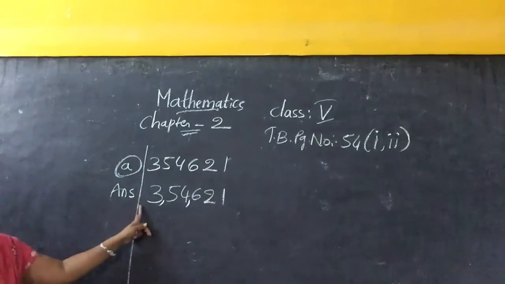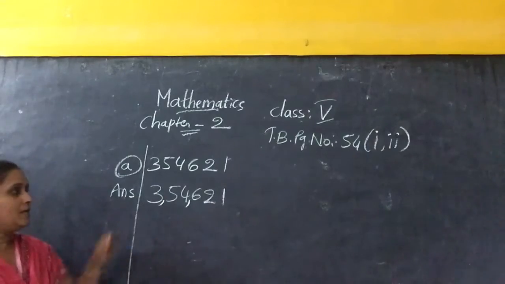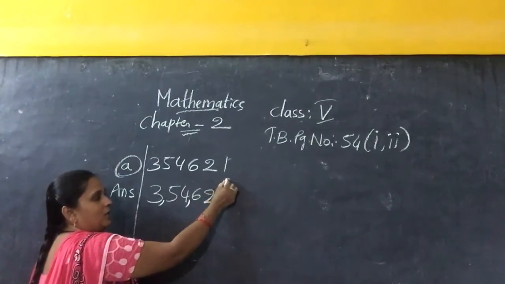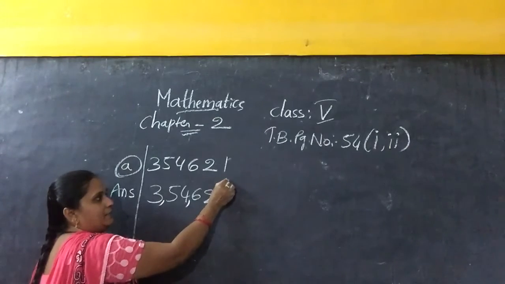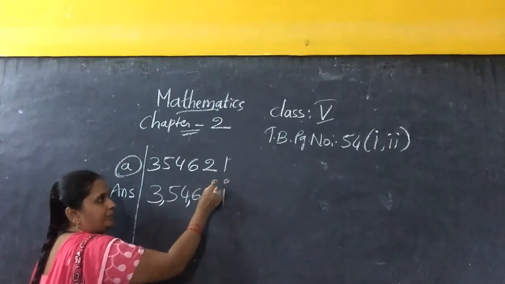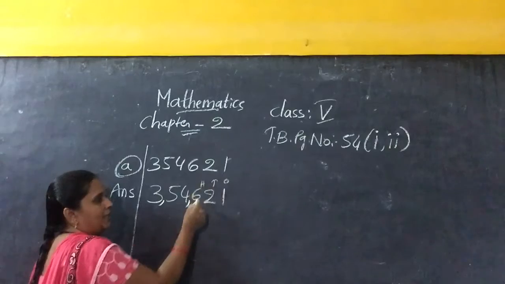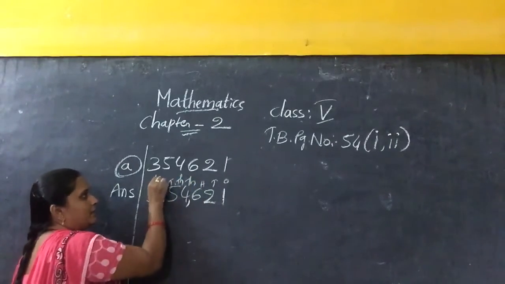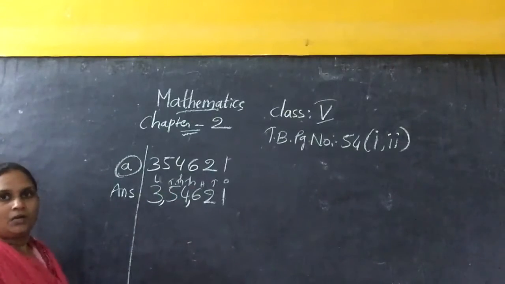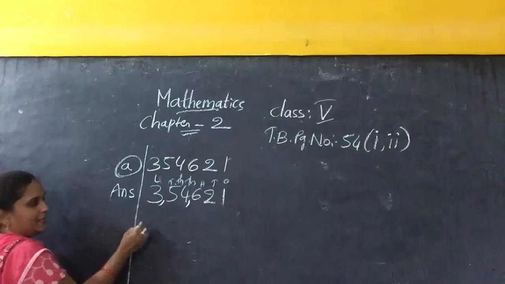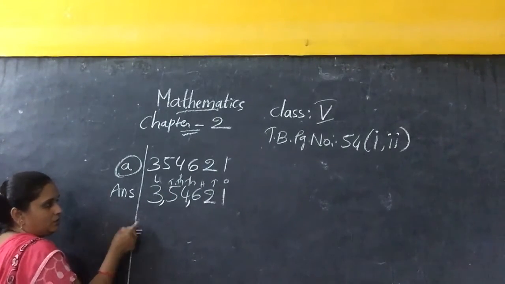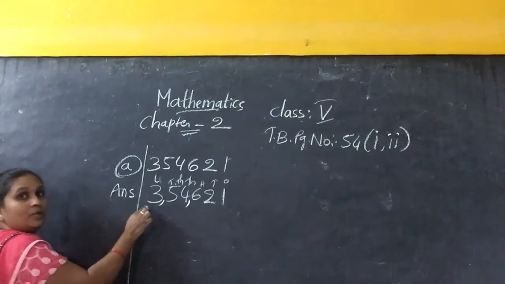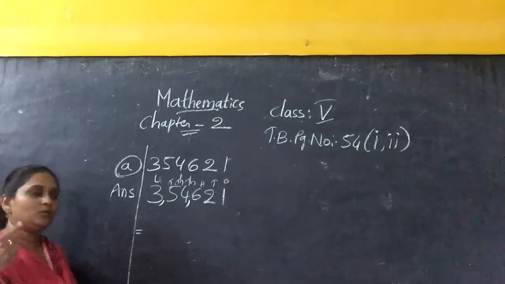After writing this, the second step is to write the place values above the number. Write along with me, and repeat: ones, tens, hundreds, thousands, ten thousands, lakhs. After writing this, give one finger gap and put is equal to, then start writing from the lakhs place value in words.